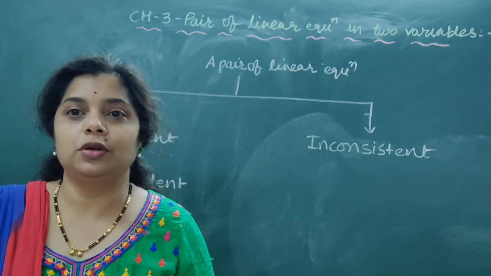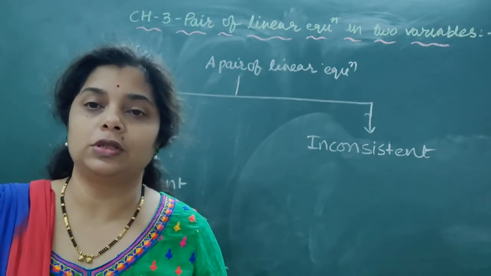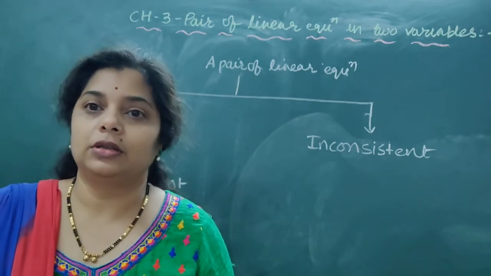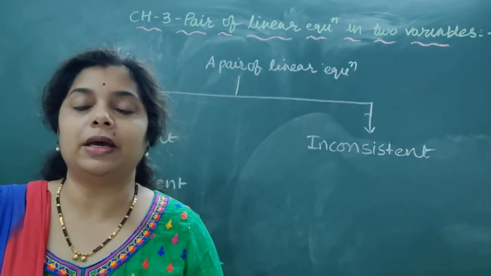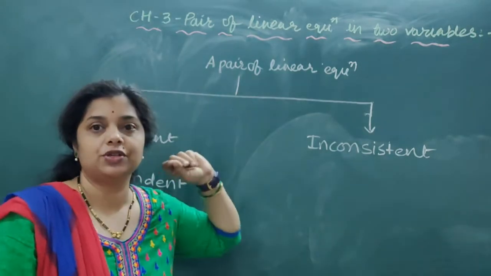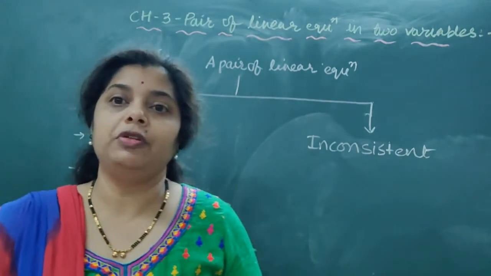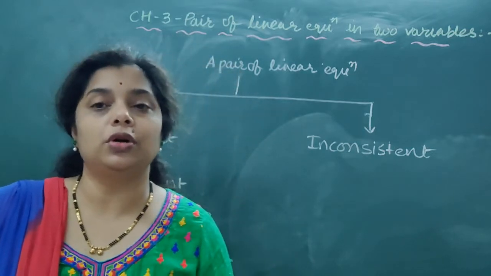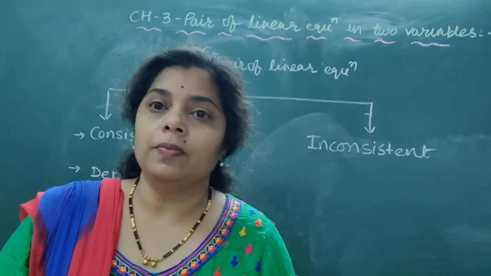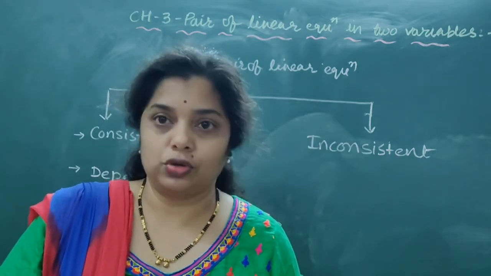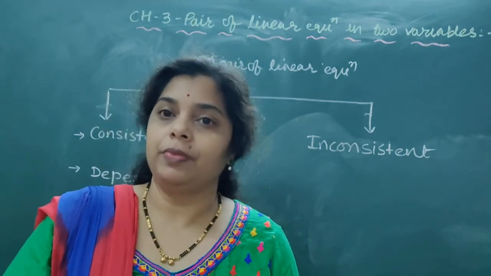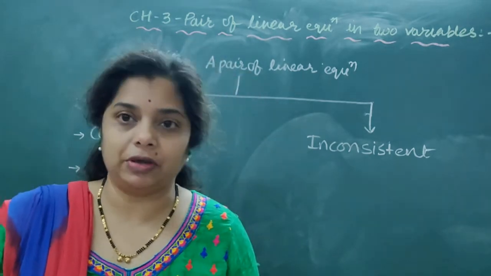Today we are going to learn about a few terms which are frequently used in this chapter, that is the third chapter, a pair of linear equations. As you know, a pair of linear equations, if we draw it graphically, may show a unique solution, or infinitely many solutions, or no solution. Out of these three, any one possibility will be there if we show them graphically.